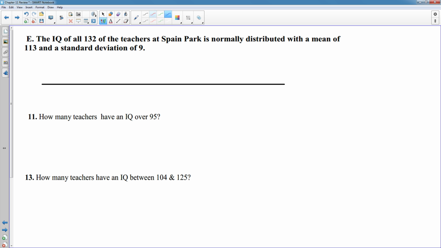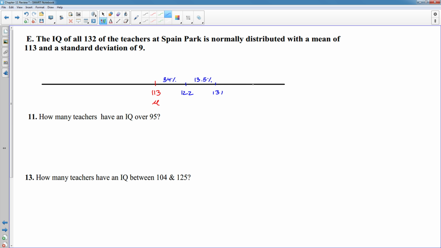All right, let's see. So this one, we have the IQ of all the students at Spain Park. The mean IQ is 113, so I like to plot that in the middle. There's my mean. And then the standard deviation is 9, which means if you move over 9 units to the right, that would put me at 122. That first block covers 34% of the 132 students, teachers. Then if I move 9 more, that puts me at 131. That next block covers 13.5%.